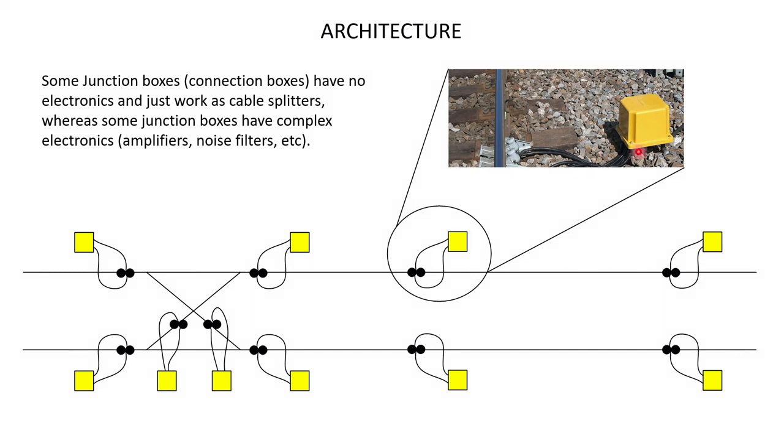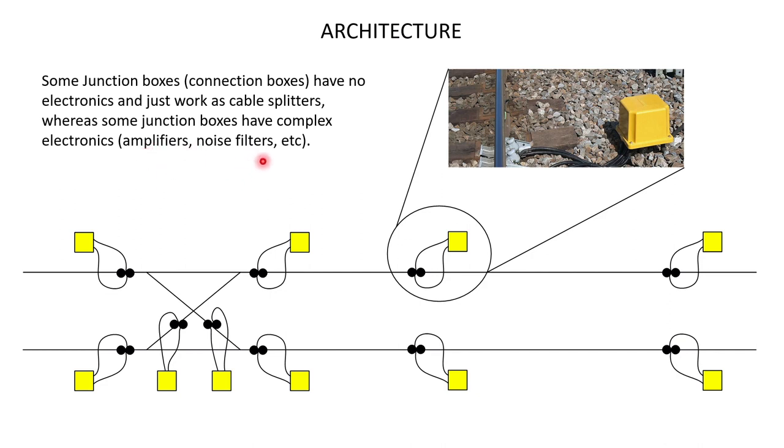Different vendors have different types of junction boxes. Some of them could be very simple and could have just one cable coming all the way from behind. All this junction box does is split into individual cables that are going into the coils. And some junction boxes could be a little more complicated. They could have extra electronics such as amplifiers, noise filters, etc.